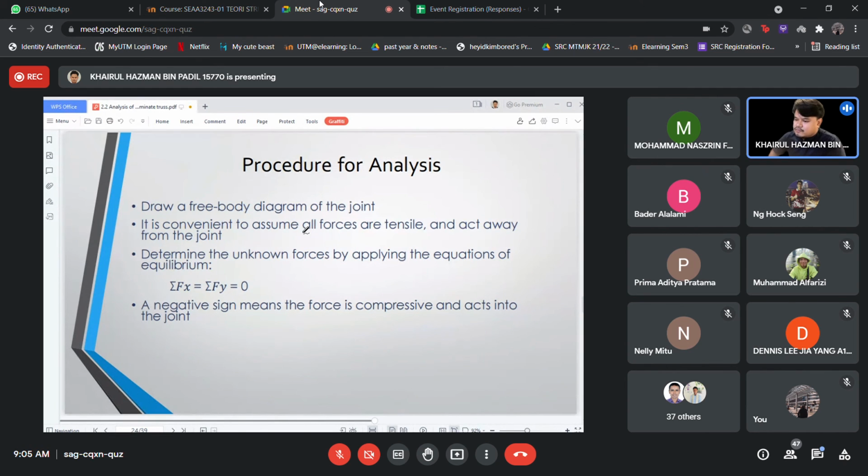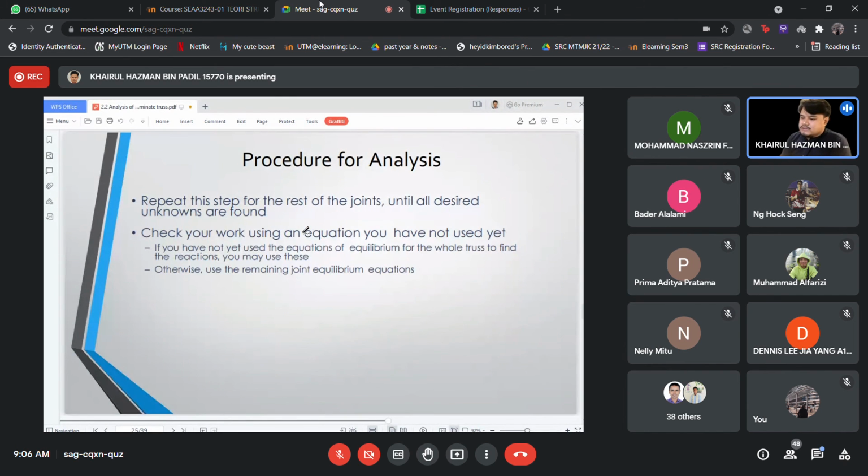Determine the unknown forces by applying the equations of equilibrium. So we do have two equilibrium equations. Negative signs mean the force is compressive and acts into the joint. Okay. Repeat this step for the rest of the joints until all desired unknowns are found. So this is what I said. We do the analysis one by one at the joint.